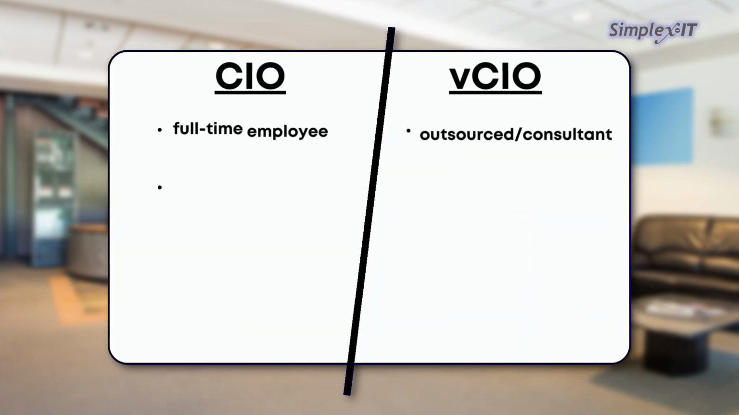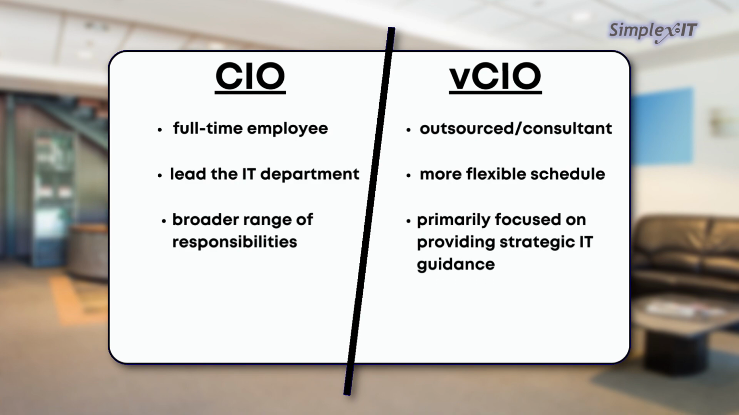Now, the key difference, though, between a CIO and a vCIO is their employment status and scope of work. While a CIO is a full-time employee with a broader range of responsibilities, a vCIO works on a more flexible schedule and is primarily focused on providing strategic IT guidance to the organization. And guess what? They're probably also a vCIO for other organizations, which actually can work to your benefit.